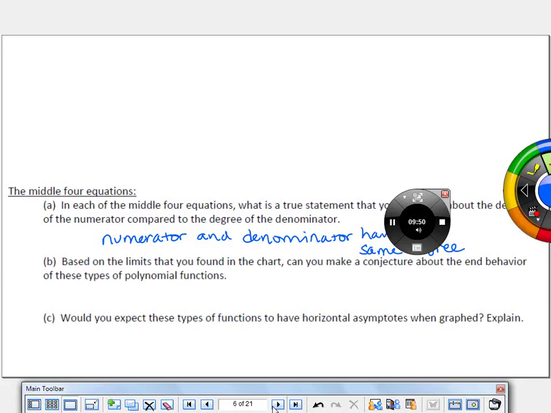So based on the limits that we just saw in the chart, what's your conjecture about the end behavior? What would you say? We just talked about it. You basically said it, but summarize it up for us nicely. What's true about the end behavior of these functions that have the same degree in numerator and denominator? On both sides they're almost the same. Okay, so the end behavior is the same on both sides.